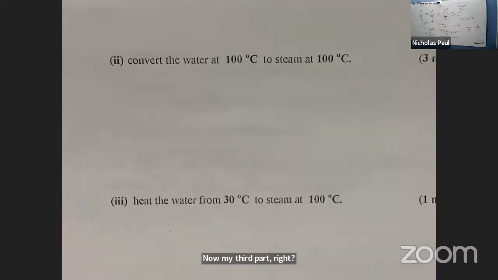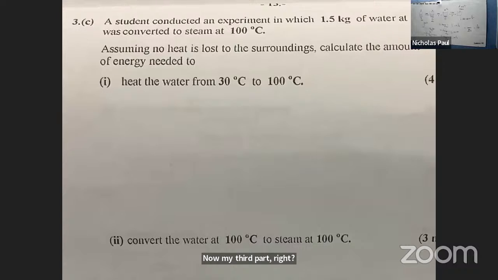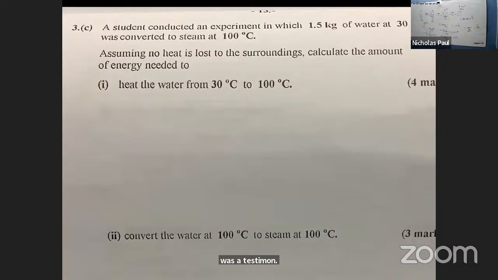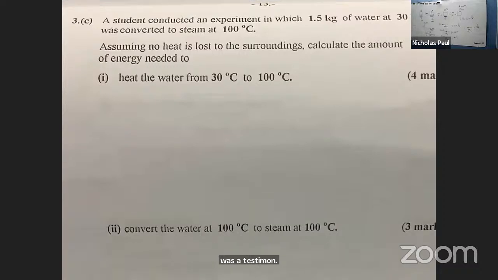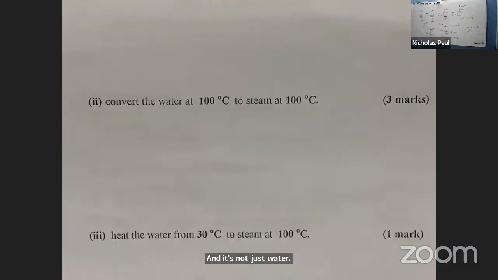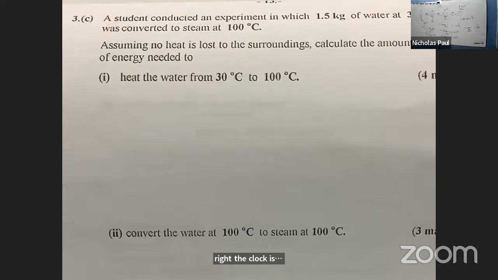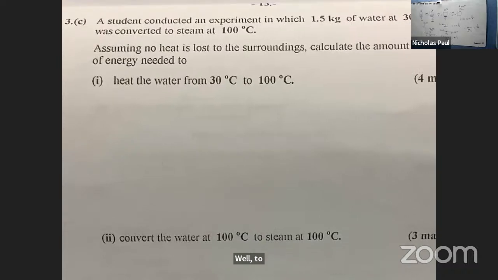Have a third part, right? The third part is water to steam. Third part is water to steam at 100. Last question. 5 minutes. Starting now. Alex, you do it first.